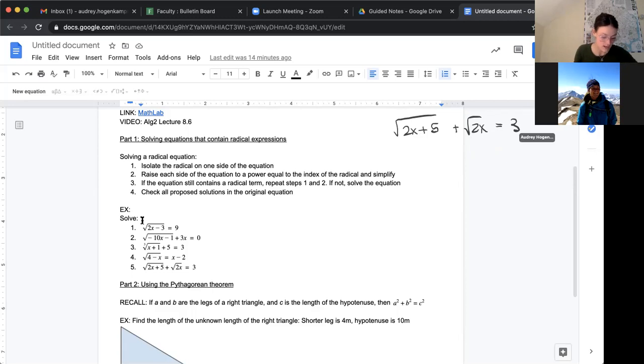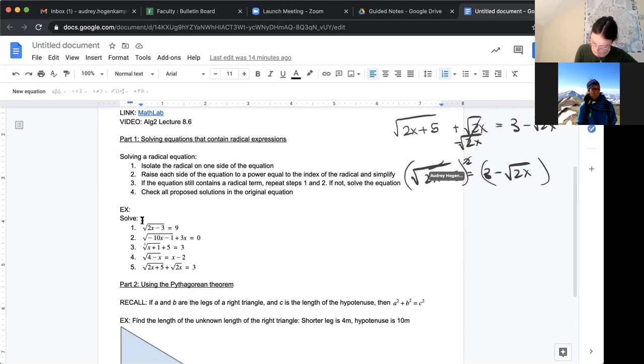Okay, so we want to get one radical alone by subtracting the square root of 2x from both sides. So it's minus square root of 2x. So I'm going to get the square root of 2x plus 5 is equal to 3 minus the square root of 2x. Okay, and then I'm going to use the power rule to get rid of my square root. So I'm going to square over here.